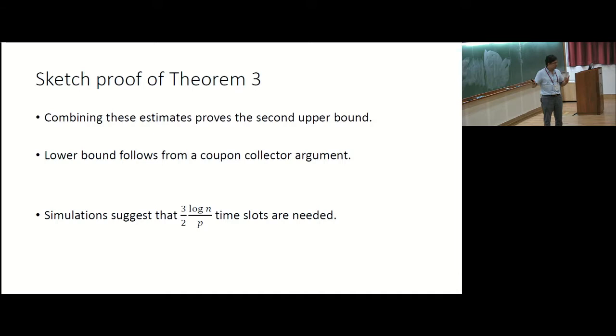I'm sorry I'm not able to show you the simulation results. The student sent them to me, but they weren't in a format I could include. They are pretty compelling about the log n scaling. He did simulations for between 30 and 16,000 nodes or something like that, and the log n scaling is compelling. Whether the dependence on P is this, it looks like it, but from simulations it's hard to tell what the dependence is.